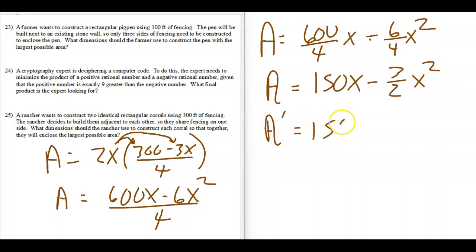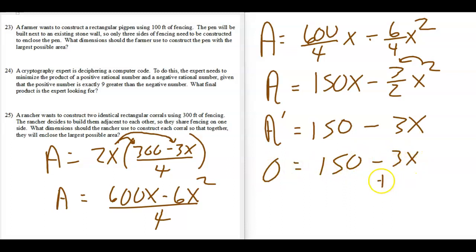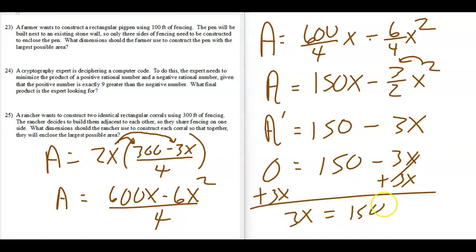That's going to be 150 minus, if I multiply this by 2, I'm just left with negative 3. It cancels out the 2 on the bottom, and the power becomes 1. Then we're going to set this equal to 0, and we're going to solve. And I end up with 50. So x ends up being 50.